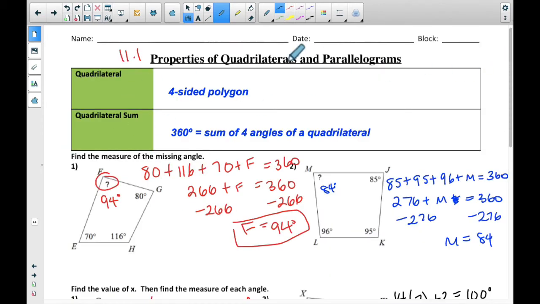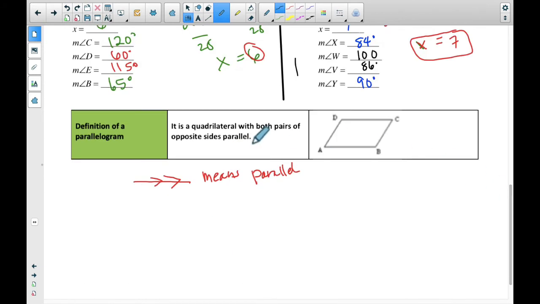So we started off this page talking about quadrilaterals. A quadrilateral is a four-sided polygon, but there are a lot of more specific quadrilaterals, and that's what we're going to talk about at the bottom of this page. So down here we have the definition of a parallelogram. It's a quadrilateral with both pairs of opposite sides that are parallel. And we have this little symbol.